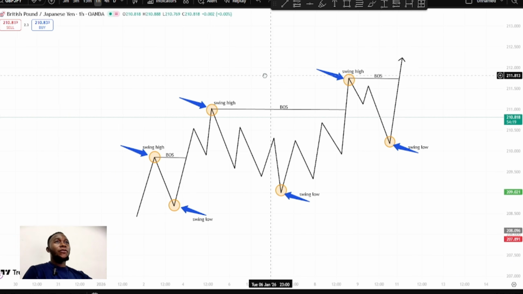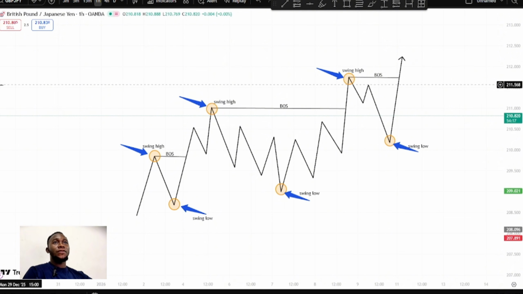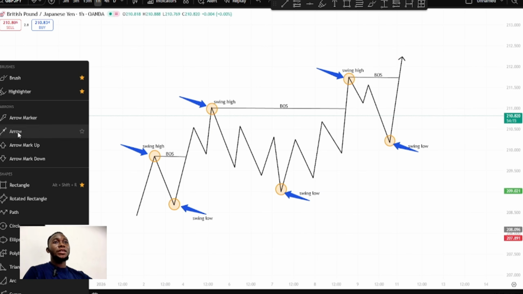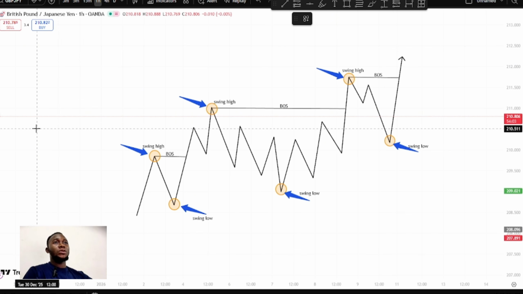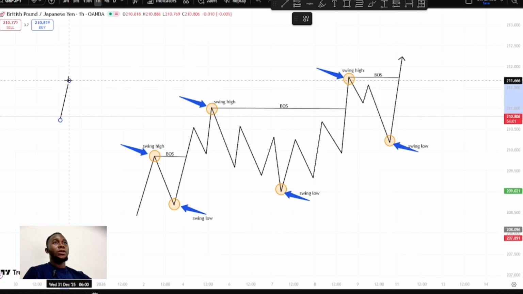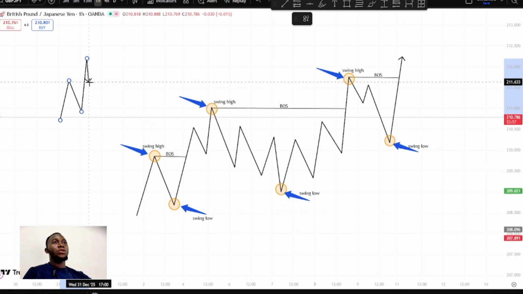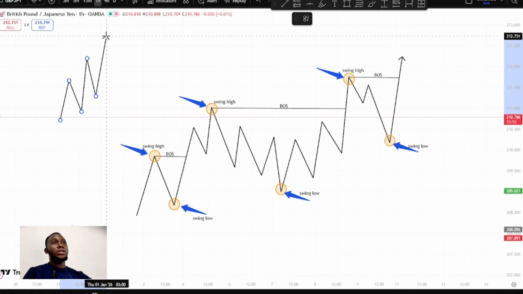First of all, I want us to establish the fact that when the market is in an uptrend, we are expecting to see breaks of structure to the upside. Let's say when the market is in an uptrend like this, we want to be seeing break of structure to the upside, break of structure to the upside, break of structure to the upside.